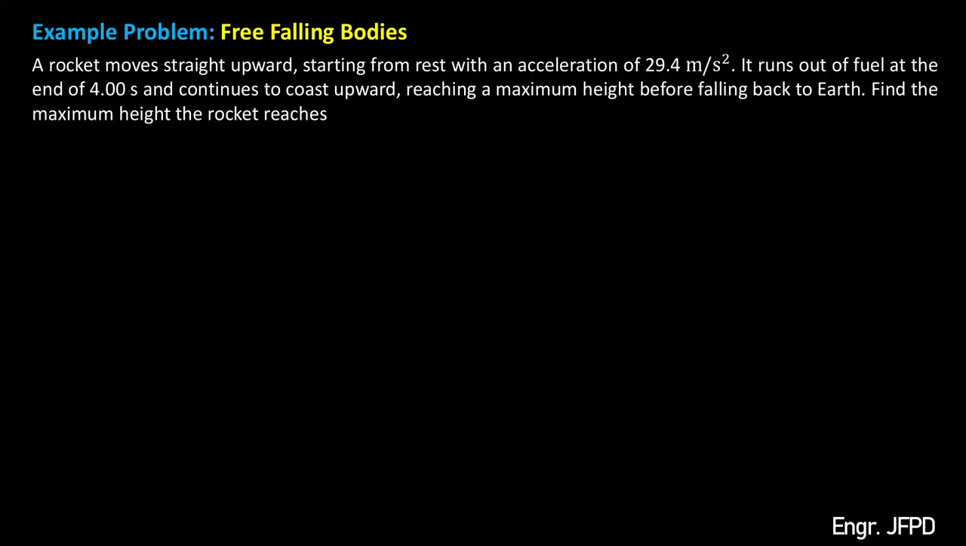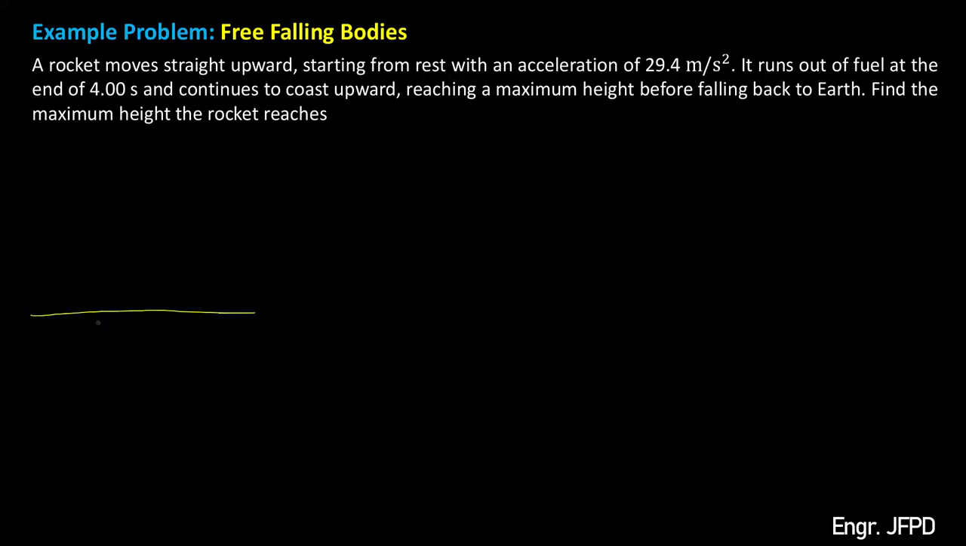For our last example problem, this problem is a combination of having an acceleration of a, and after that, it will move under free-falling bodies. For our problem, a rocket moves straight upward starting from rest with an acceleration of 29.4 meters per second squared. Let's try to illustrate this problem.